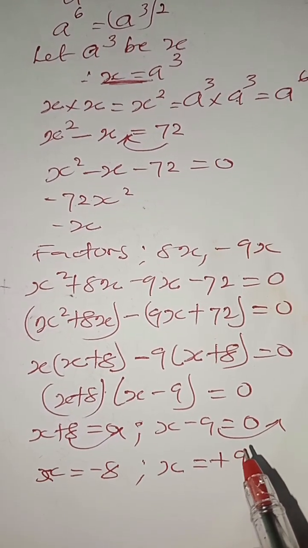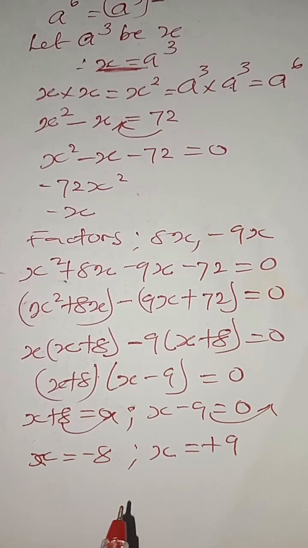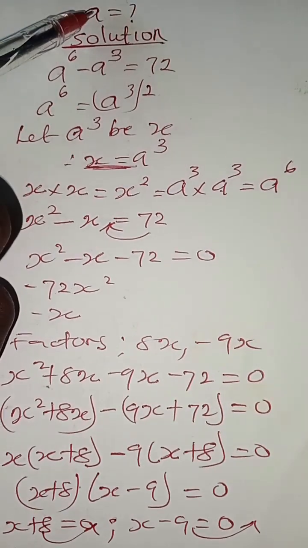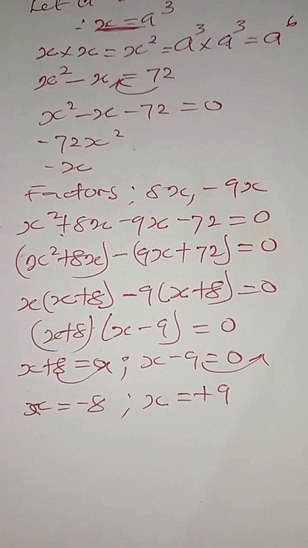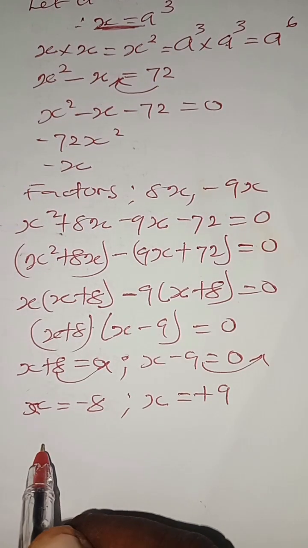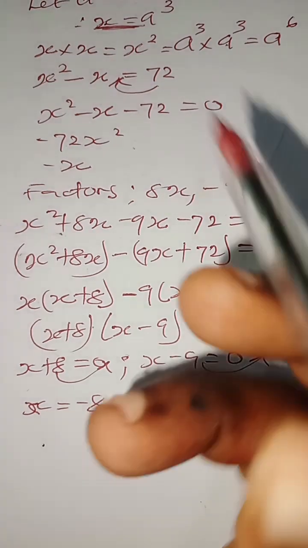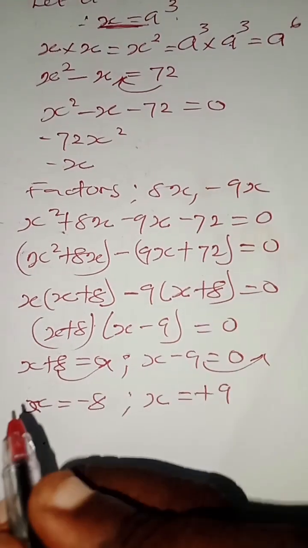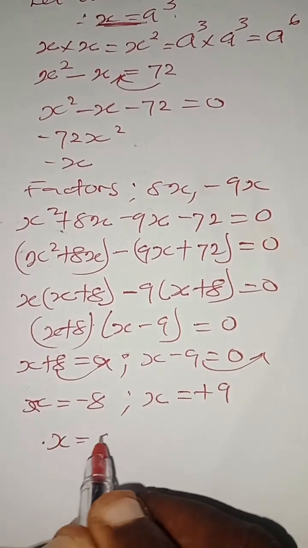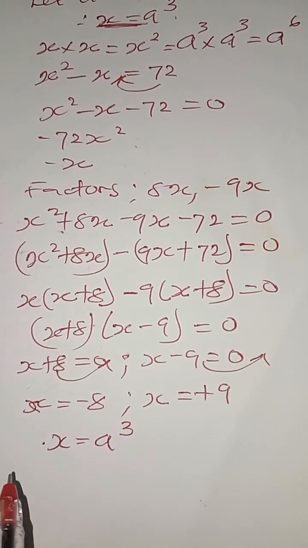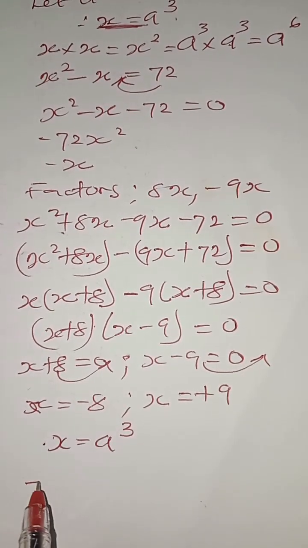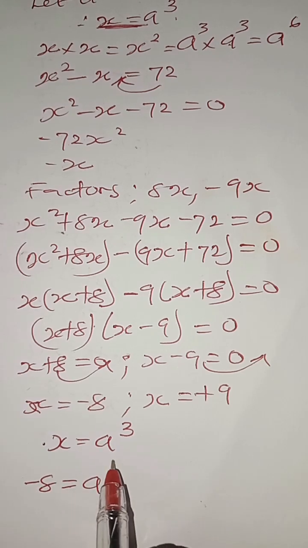But they didn't ask us to calculate x. They actually asked us to calculate a. From the question, they asked us to calculate a. Look at it from here: this is the a they asked us to calculate. So what do we do now? I told you not to forget a particular equation that time. This one: x is equal to a raised to the power of 3. So let's use the two values of x that we have gotten. Here, minus 8 is equal to a raised to the power of 3.